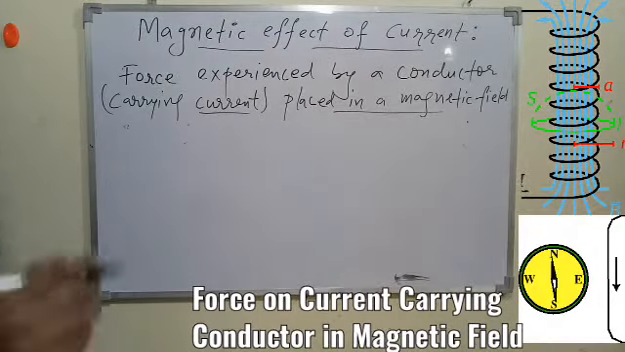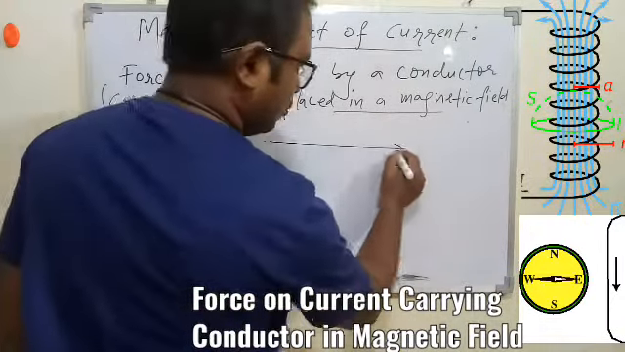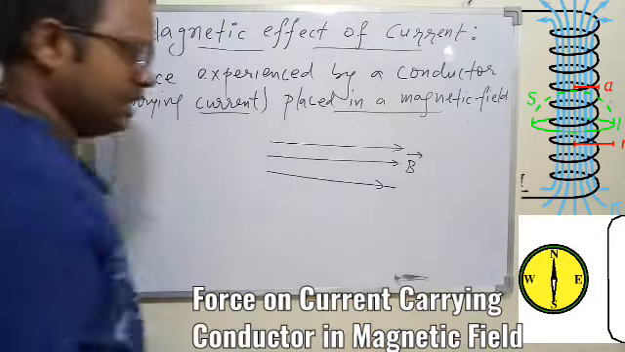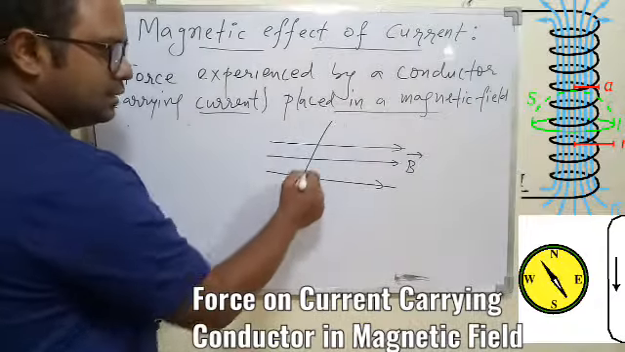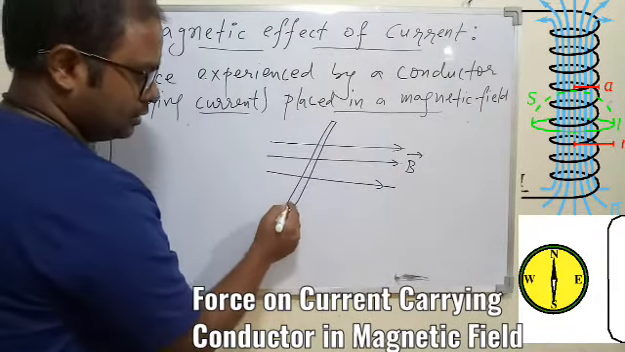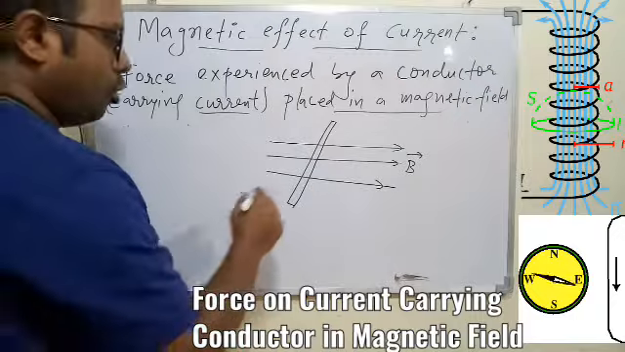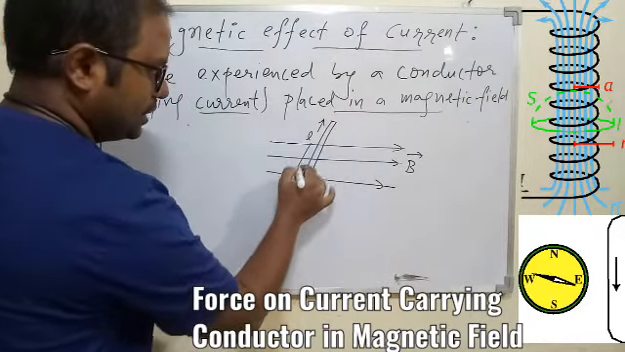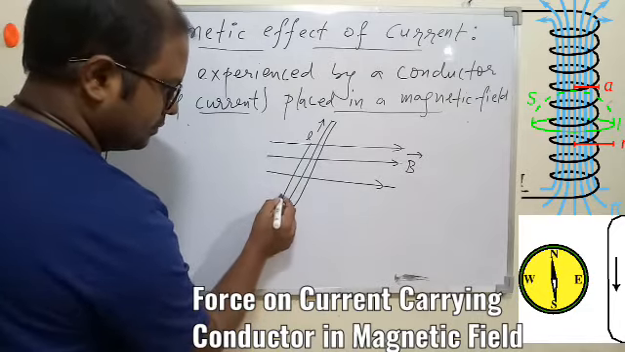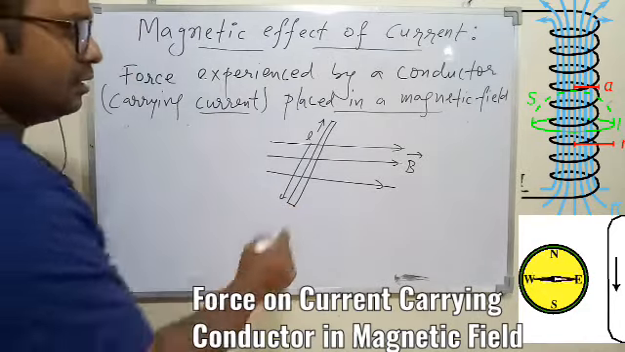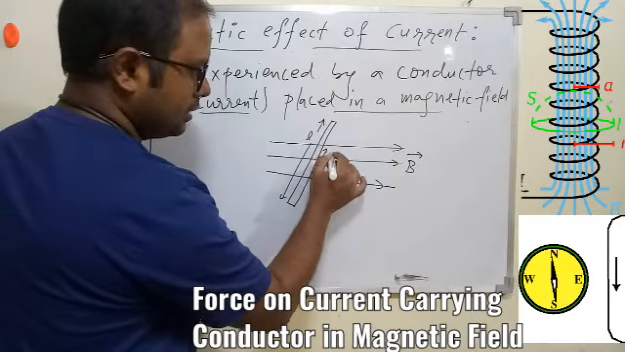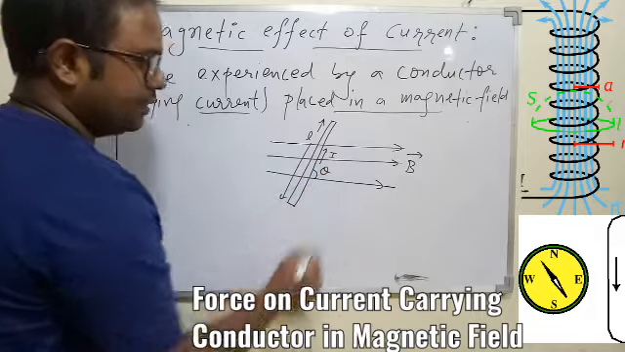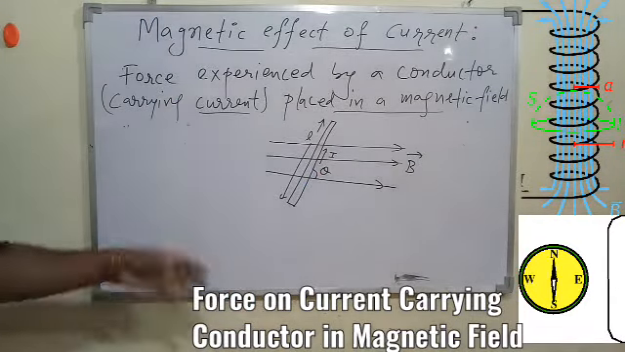Okay. So overall the concept is, if we have a magnetic field B and any straight conductor of length L, so the length of this conductor is L, that you have to remember, and the current flowing through this conductor is I, and this conductor is placed at some angle theta with the magnetic field.